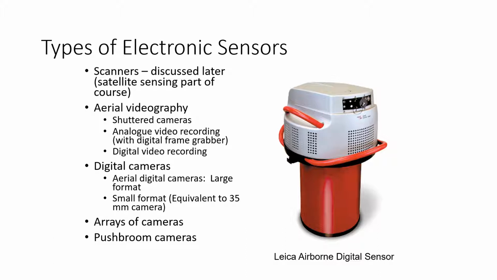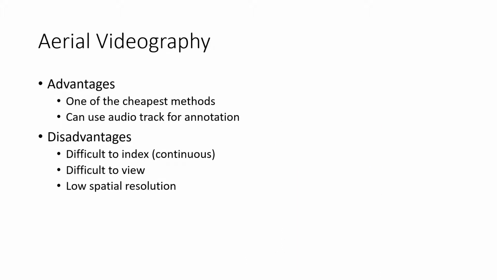Lots of different kinds of scanners. We'll discuss them in some detail later. Everything as simple as cameras to video cameras to camera arrays to push brooms or whisk broom scanners. Advantages of video: it's very cheap, and you can record an audio track with a video, so you can say things and make notes as you're doing it. However, because it is continuous, it's kind of difficult to work with in the view, and you don't always have as good a spatial resolution. Those are the problems with aerial videography.